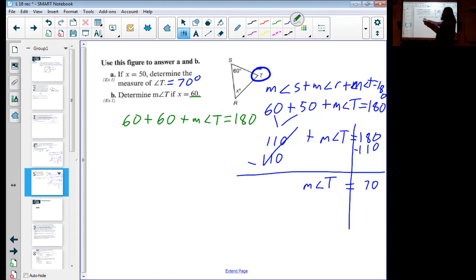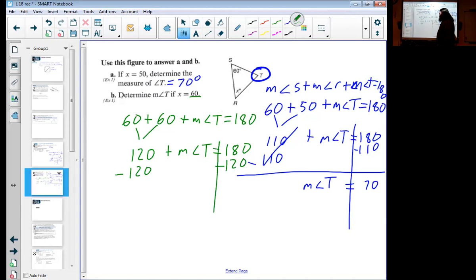Now we combine our like terms. We have 60 plus 60 is 120, plus the measure of angle T is equal to 180. To get rid of an add 120, we subtract 120 from both sides using the subtraction property of equality. Now 120 minus 120 is 0, so we don't have to write that. The measure of angle T is equal to 0 minus 0 is 0, 8 minus 2 is 6, 1 minus 1 is 0. So we have angle T equals 60 degrees.